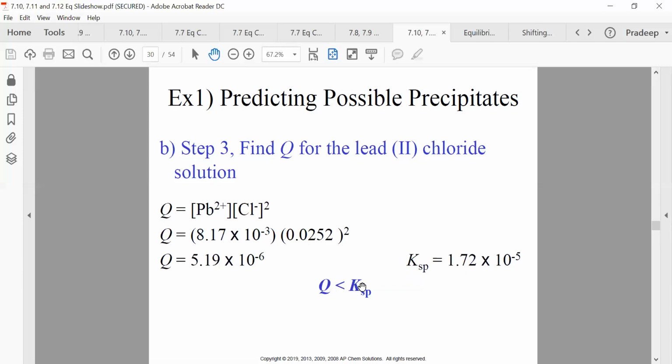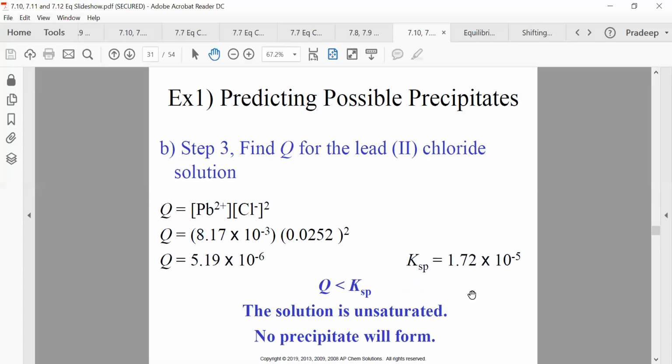If Q is less than Ksp, the solution is unsaturated, so no precipitate will form. So when the Q value is less than the Ksp value, no precipitate will form. Okay, everyone? So this is how we solve these problems.